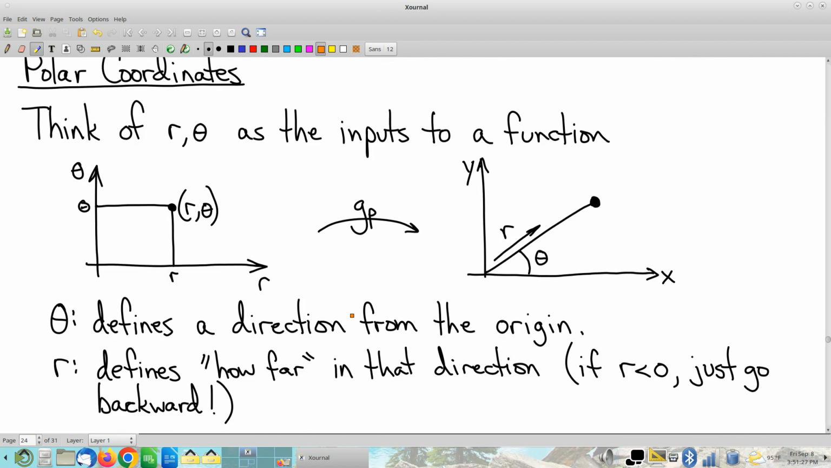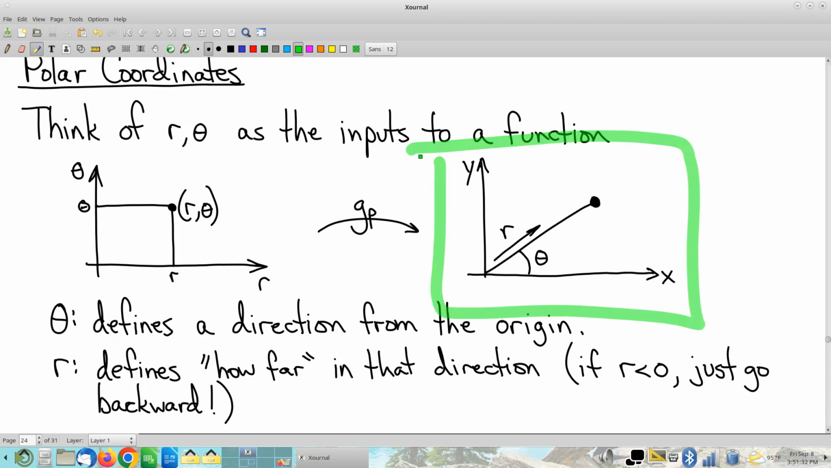So diving in now, here is our picture. I think a lot of y'all may have seen polar coordinates before. If not, here's the idea. The idea is that theta defines an angle. The angle is measured counterclockwise, starting at the direction indicated by the positive part of the x-axis, going counterclockwise from there. That's called theta.